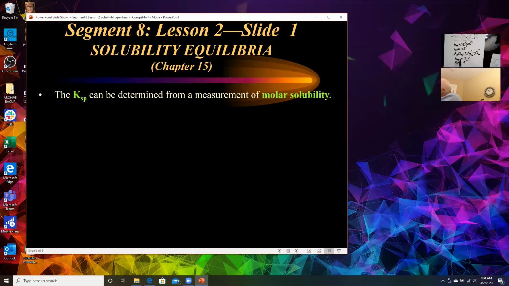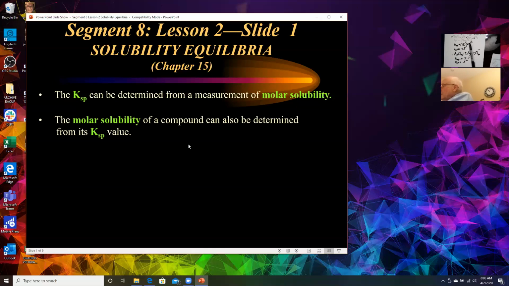And likewise, if we knew the KSP, we could calculate the solubility in either case, but we'd have to be sure to use the correct expression. So the KSP can be determined from a measurement of molar solubility, and the molar solubility can be determined from the value of the KSP if we have that available.